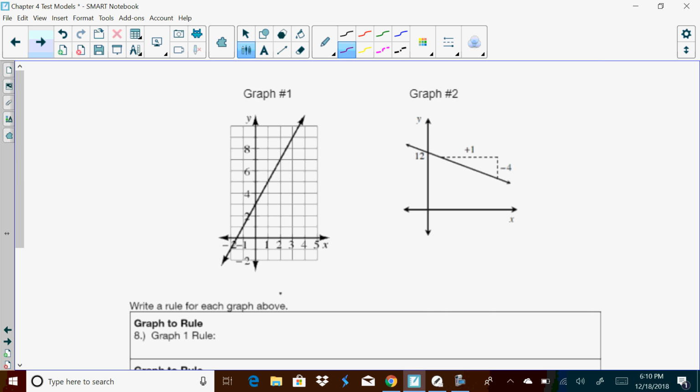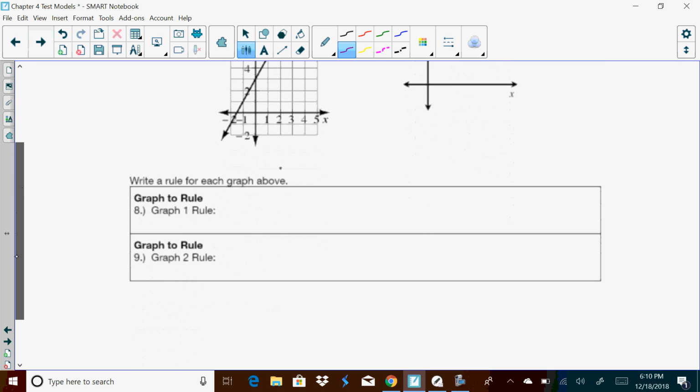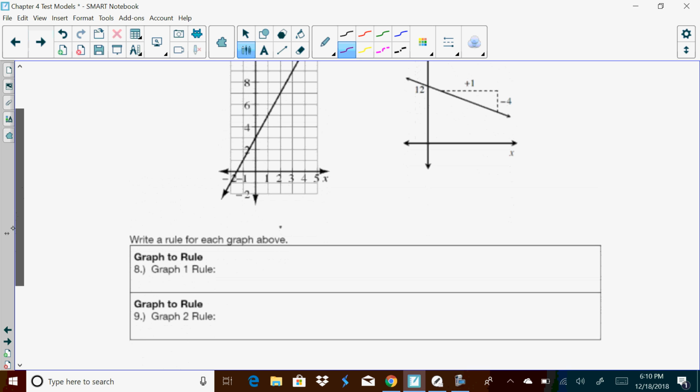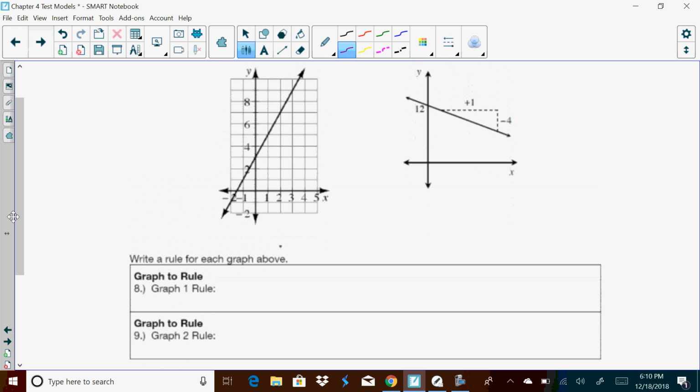Okay. The next question gives you two graphs, and you're writing the rule from the graph. So in order to do this, we have to figure out where our zero figure would be. And in this graph, it's going to be at 3. And then what our growth is. So we connect 2 points. If I go up and over, I get a +2. So my rule is y equals 2x plus 3.